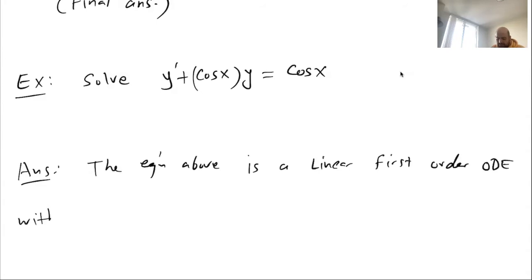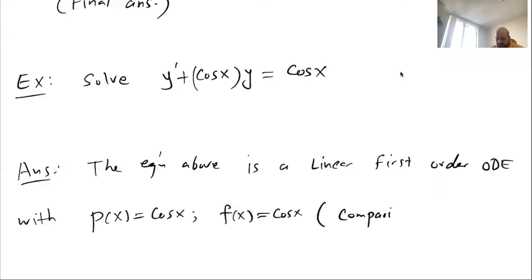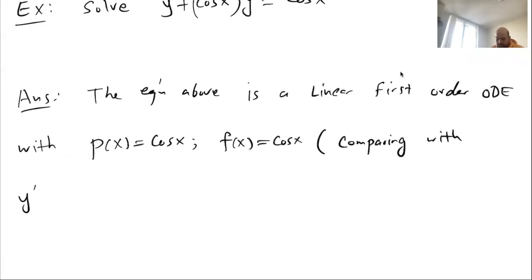with p of x here being cos x, and f of x is also cos x, because we are comparing it with y prime plus p of x times y equals f of x.